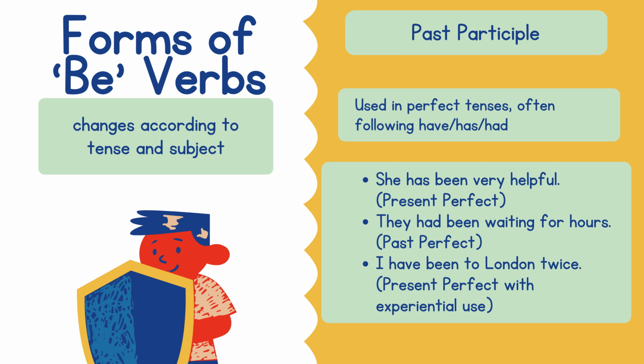I have been to London twice. Present perfect with experiential use. This expresses an experience up to the present, implying that the speaker has visited London at some point in their life. The past participle, been, is used with have, has, or had to form the perfect tenses, conveying actions or states that have already occurred.